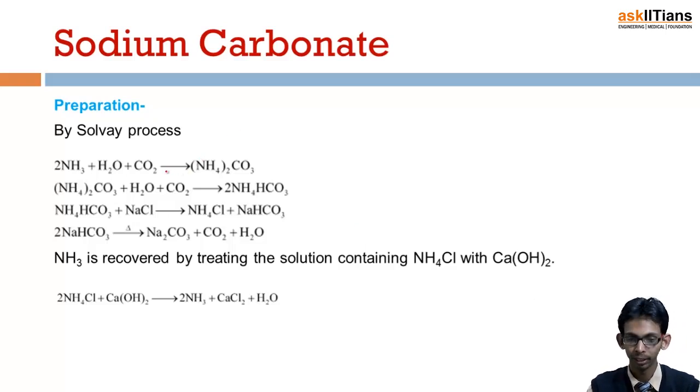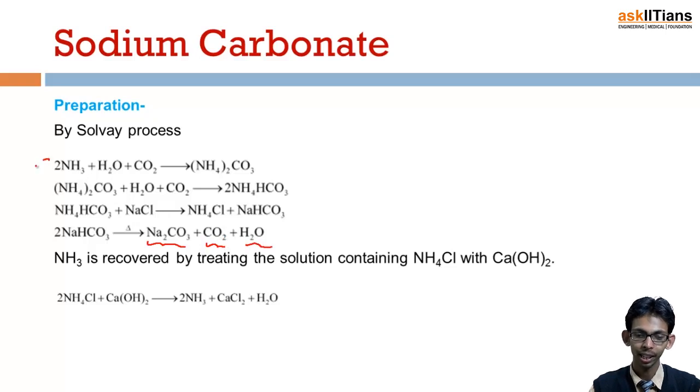Now, if we want to prepare sodium carbonate, another compound, we use the process known as the Solvay process, in which ammonia is reacted with water and carbon dioxide gas is passed. Then we get ammonium carbonate, which is again treated with water and carbon dioxide, and then finally it is treated with NaCl, which results in formation of ammonium chloride and sodium hydrogen carbonate. This sodium hydrogen carbonate, when heated, decomposes to give sodium carbonate, carbon dioxide and water.